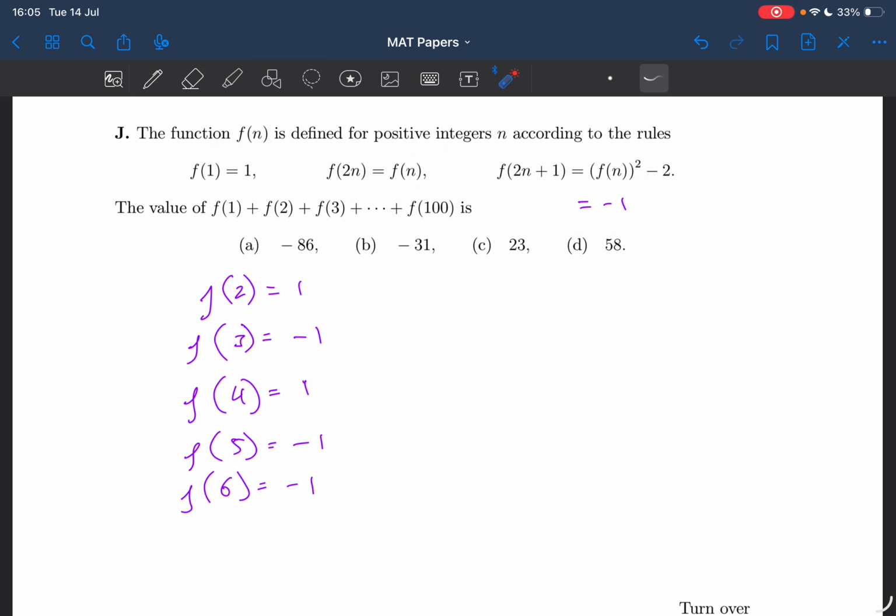So the list is entirely 1s and minus 1s. How do we get a 1? Only if we had a 1 for half that value. So the only time that's going to happen is in the powers of 2. So I think what we have is that f of n is either minus 1 or 1. It's minus 1 if it's not a power of 2, and it's 1 if it is a power of 2.